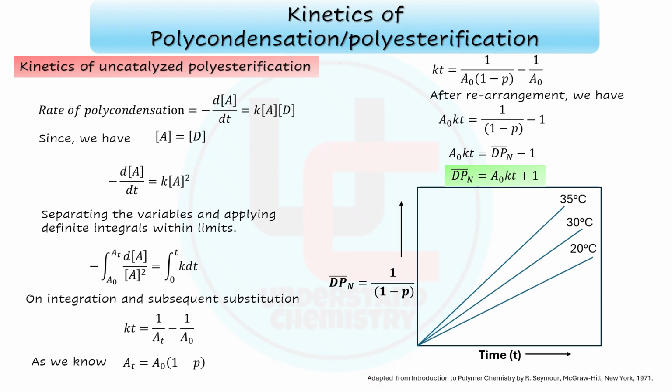Now take a look at the graph. This plot shows the degree of polymerization versus time at different temperatures: 20, 30 and 35 degrees Celsius. What we can see here is that as temperature increases, the rate of polymerization also increases, leading to a higher degree of polymerization in less time. This illustrates the impact of temperature on the reaction kinetics.